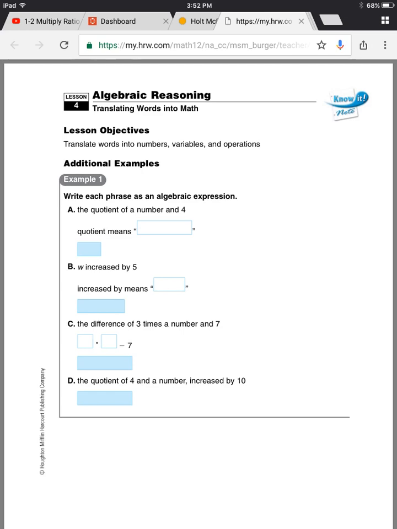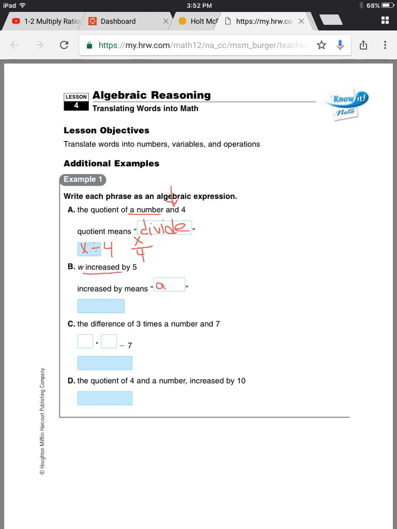So, quotient means divide. It is the answer to a division problem. So we're going to write divide here. And because number comes first, we're going to put x. We don't know what number. It's any number, so it's going to be a variable. And then we can do divided by 4. The and is where you put that division sign. Or you can have x over 4. Doesn't really matter.